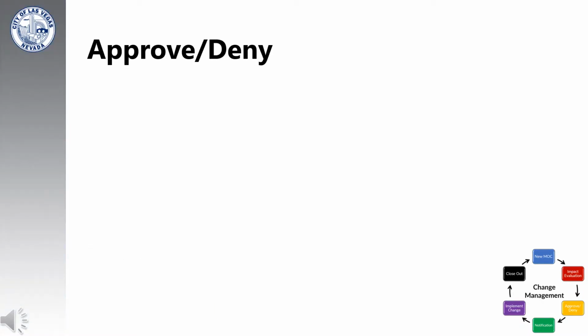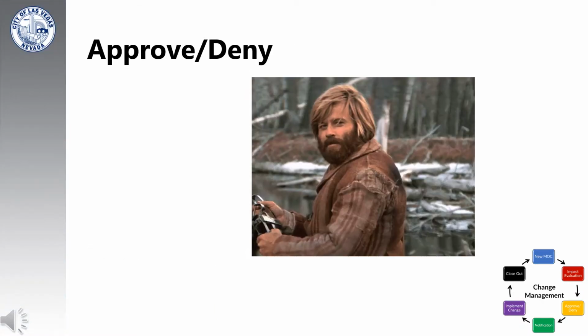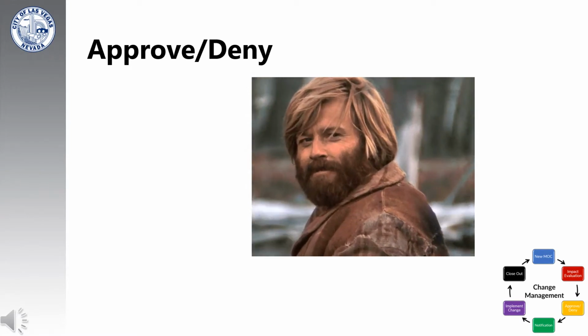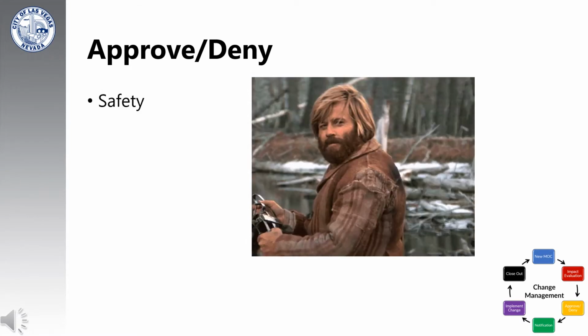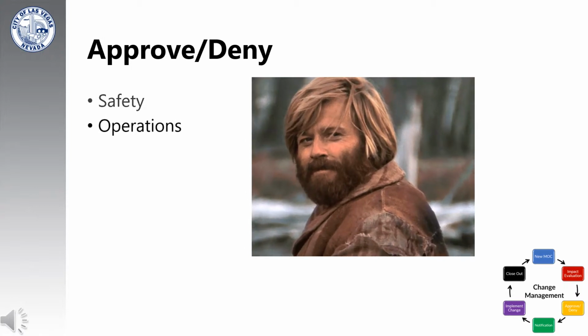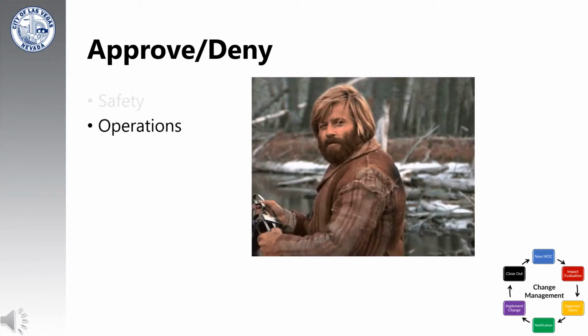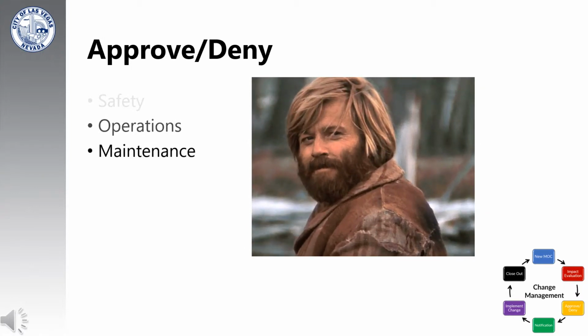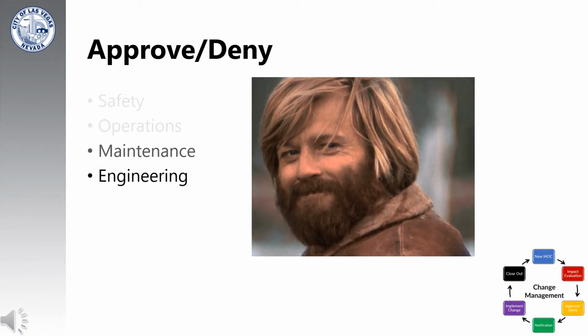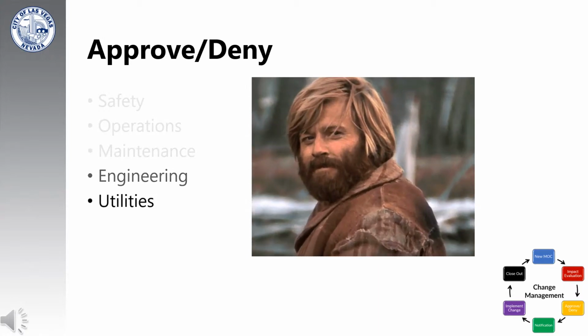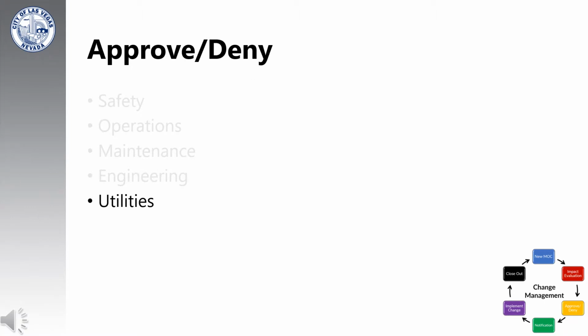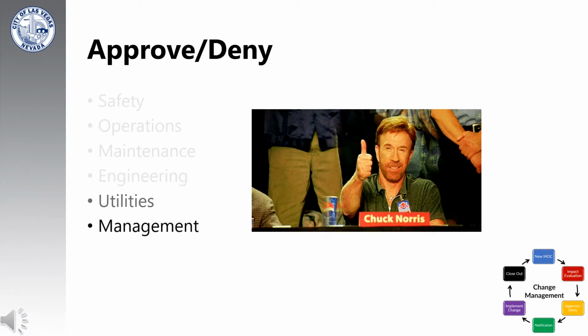At the Approve Deny step, a number of people have to sign off on the change, including the safety officer, operations, typically the affected O&M supervisor, a maintenance planner, engineering, the utilities supervisor, and management, both the O&M manager and the division manager.